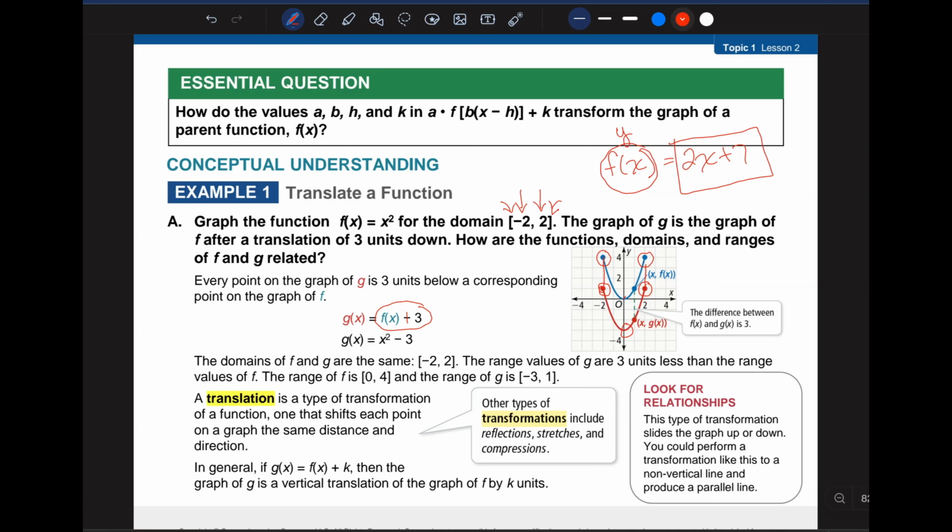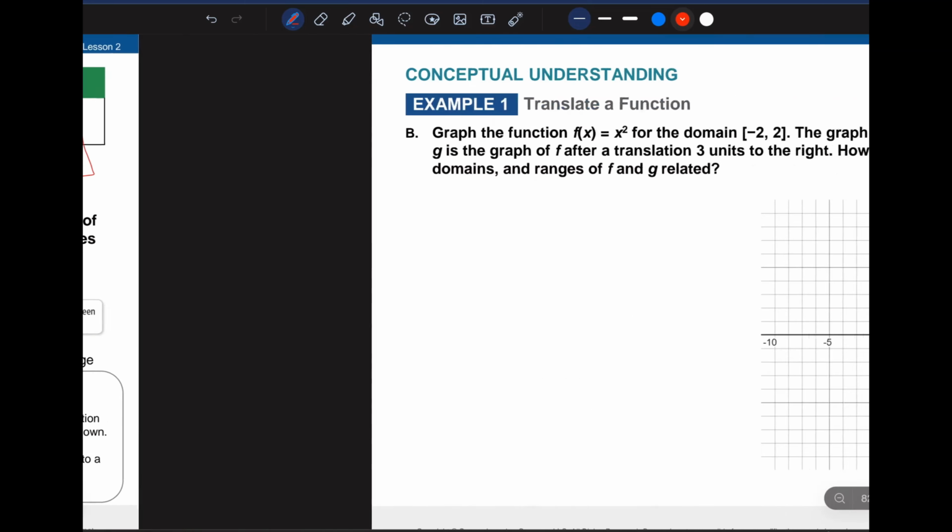So my domain is still going from that -2 to the +2. But my range is now 3 lower than it was. Before, my range was 0 to 4. So now instead it's dropped down 3, so now it's -3 to +1. All right, now there's other types of transformations like reflections and stretches and compressions. But in general, if we're thinking about a vertical translation, then that just means that we're going to take our f of x and add a number, or take our f of x and subtract a number.